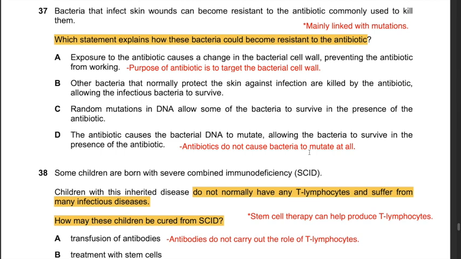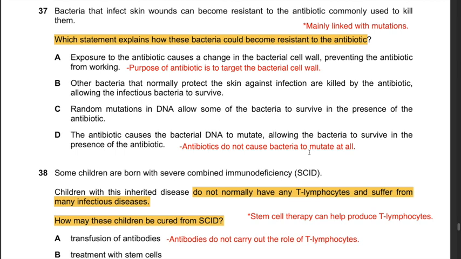Exposure to the antibiotic causes a change in the bacterial cell wall, preventing the antibiotic from working. The purpose of the antibiotic is to target the bacterial cell wall. Hence, it should cause a change in the bacterial cell wall. Therefore, it doesn't prevent the antibiotic from working. Hence, A is incorrect. B.